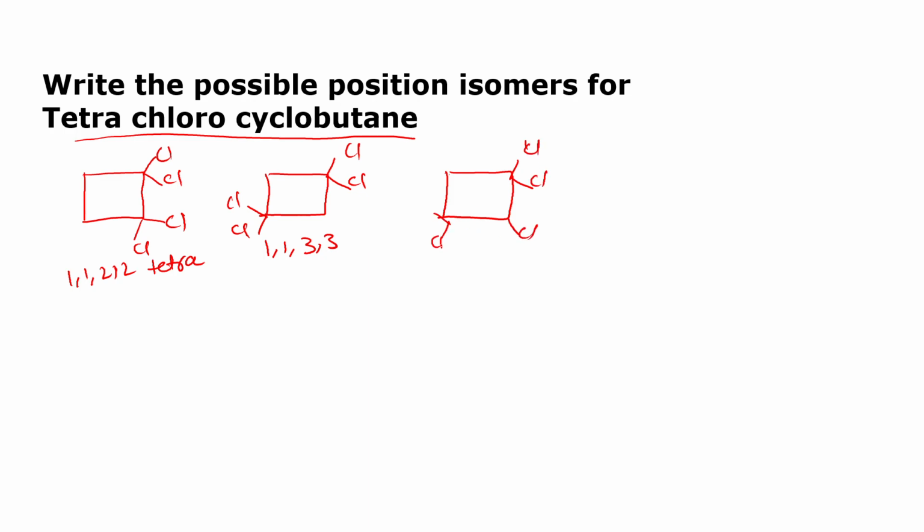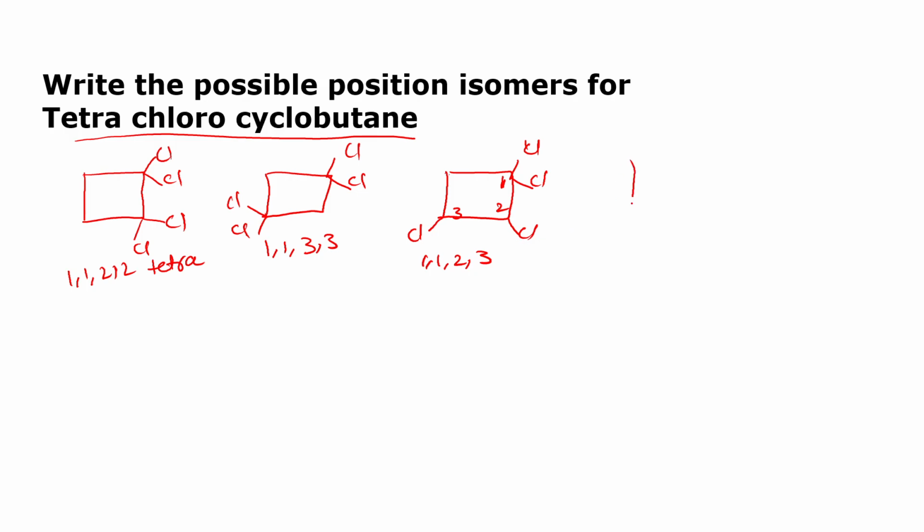Here only one should be there. Let me erase. Let me, yeah, this one will become 1,1,2,3 tetrachlorocyclobutane.